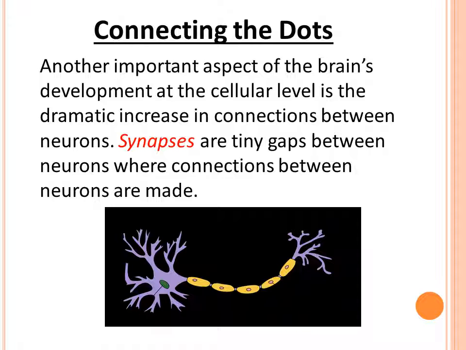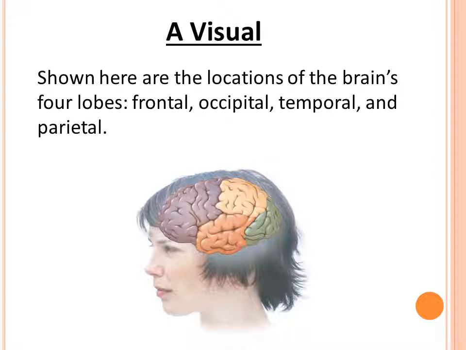Another important aspect of the brain's development at the cellular level is the dramatic increase in connections between neurons. Synapses are tiny gaps between neurons where connections between neurons are made. Shown here are the locations of the brain's four lobes: the frontal, occipital, temporal, and parietal.